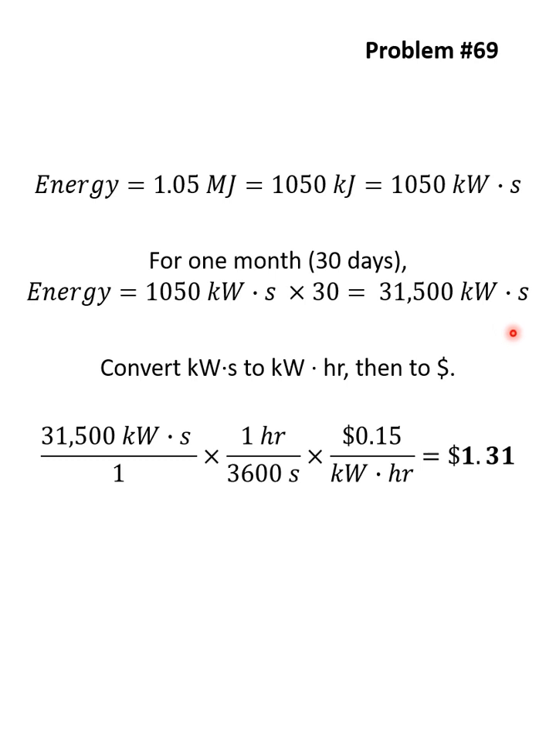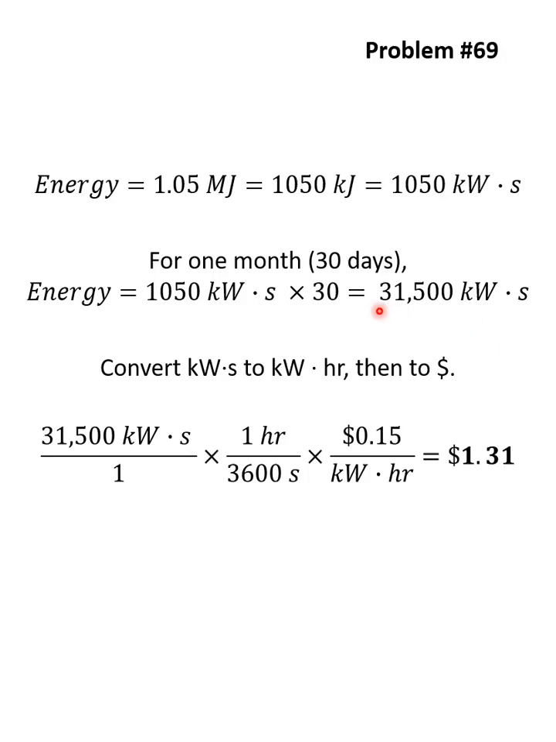Now I want to emphasize, I'm usually inclined to go with MKS units to keep it in joules or kilojoules, but I'm doing it in these awkward units of kilowatt seconds because that is how the electric company charges. It charges by units of kilowatts times time, actually kilowatt hours. So what we found is that in this month, this hairdryer is going to consume 31,500 kilowatt seconds. And now, because the company charges in kilowatt hours, I want to do the conversion.